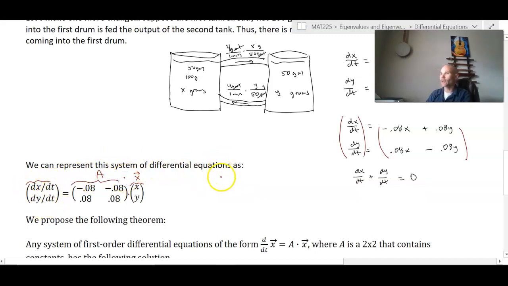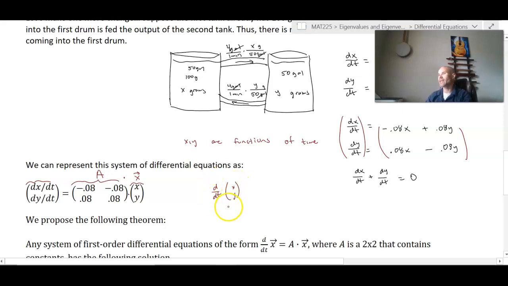Now this vector right here, if you notice, x and y are both functions of time. Why are they functions of time, and what do I mean by that? Well, what I mean is that x and y are changing as time passes by. That's what we mean by x and y are functions of time. And the reason they change is because of the continuous inflow and outflow of water from each of the two systems. So that means that if you were to take the derivative of a vector, and guess what?